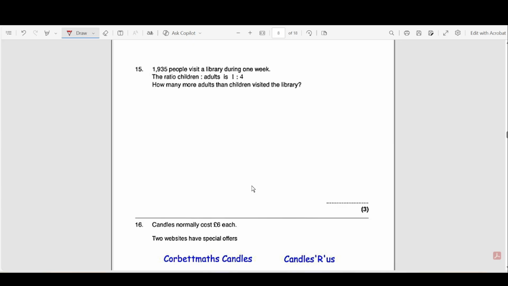Question number 15: 1935 people visit a library during 1 week. The ratio of children to adults is 1 to 4. How many more adults than children visit the library? We need to compare adults with children.